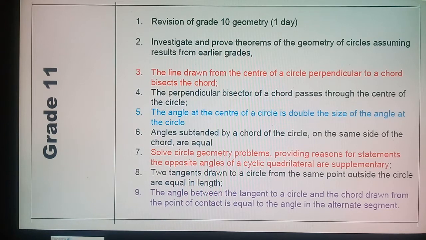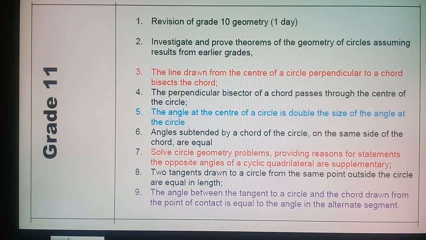Number 7, solve circle geometry problems providing the reason for each statement: the opposite angles of a cyclic quadrilateral are supplementary. We have to know that theorem. Number 8, you have to know the theorem that if two tangents are drawn to a circle from the same point outside the circle, they are equal in length. You have to know that theorem. And number 9, the angle between the tangent to a circle and the chord drawn from the point of contact is equal to the angle in the alternate segment.